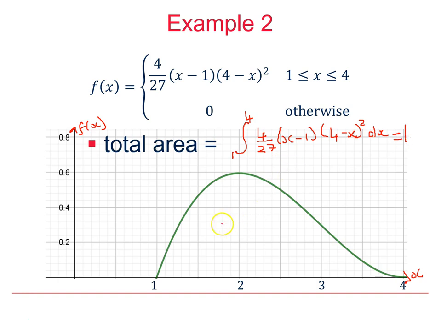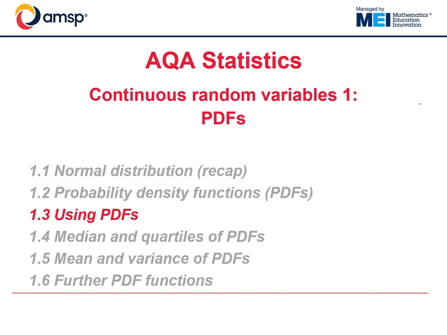sure that this area under the curve, so the integral of f of x between the values of x equals 1 and x equals 4, we need to check that that equals 1. And in fact it does, so that second condition is satisfied. So f of x is a valid probability density function to model how long it takes to run a half marathon. And that's the end of this second video in this series.